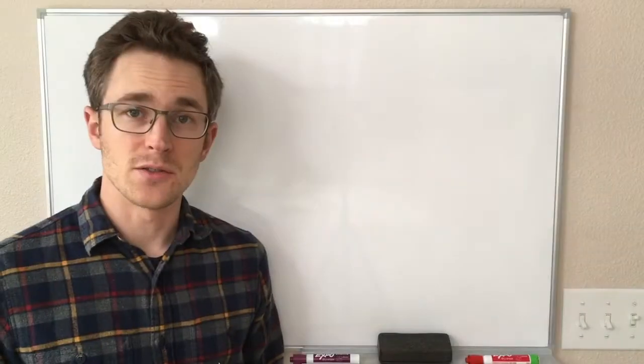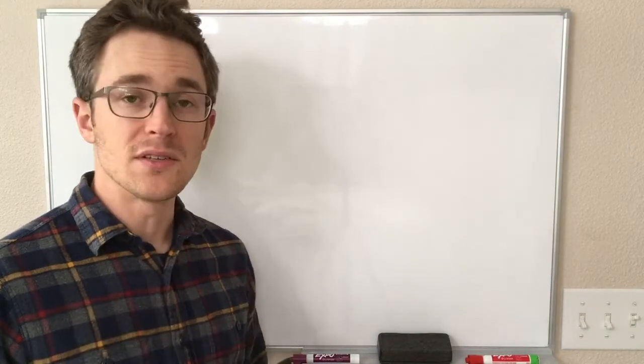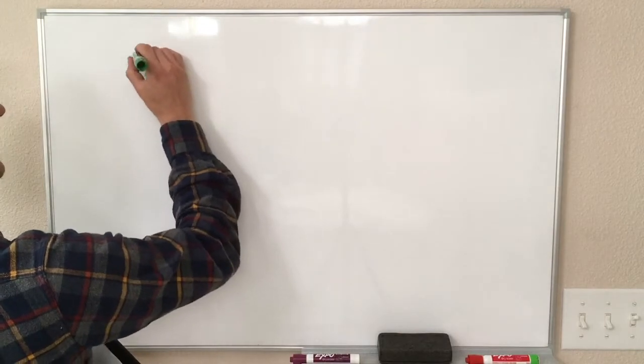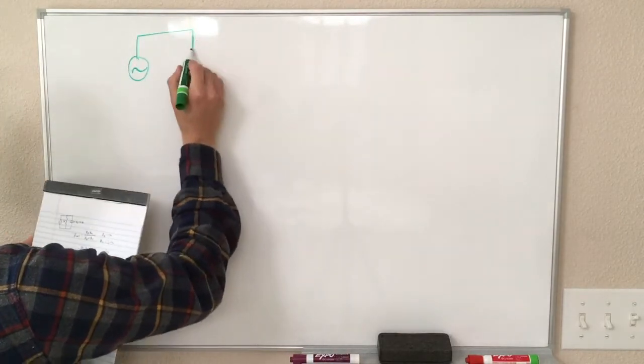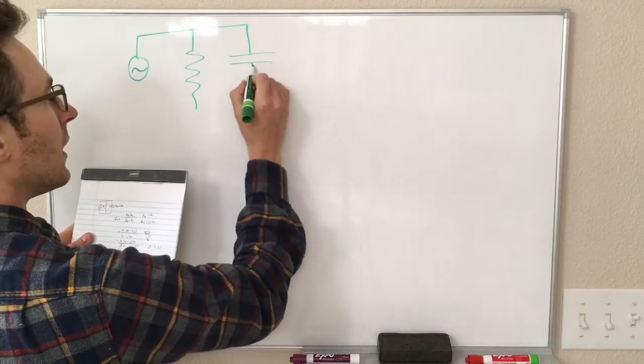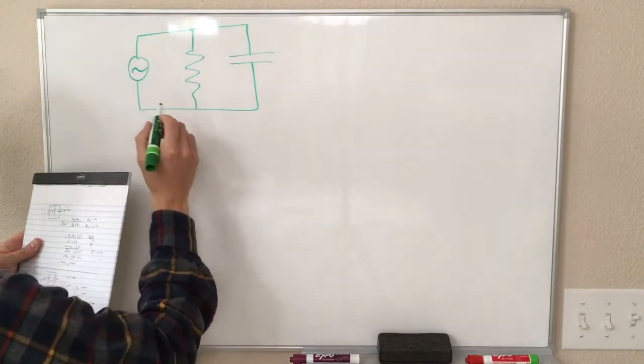Now I wanted to show you guys how to combine impedances that are in parallel. So let's say we have a circuit that looks like this. We have a voltage source, we have a resistor, and the resistor is in parallel with a capacitor. We have not seen this before.